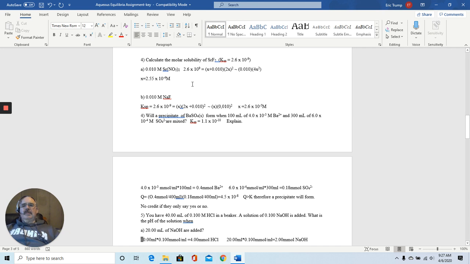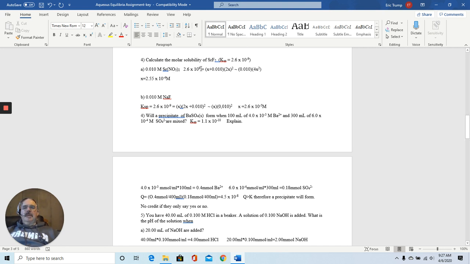Okay, number 4, this is a common ion effect. We have strontium fluoride dissolving. It's producing a strontium plus 2 ion and 2 fluorides. This is the KSP. And the question is asking, what is the solubility in 0.01 molar strontium nitrate?